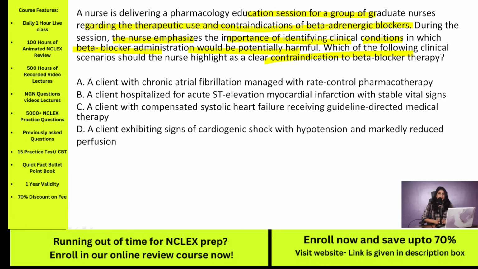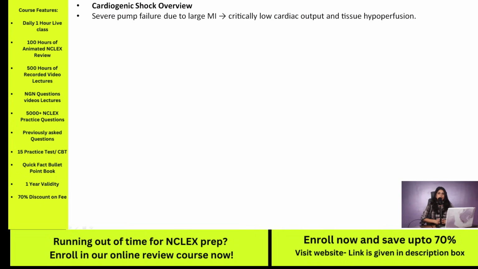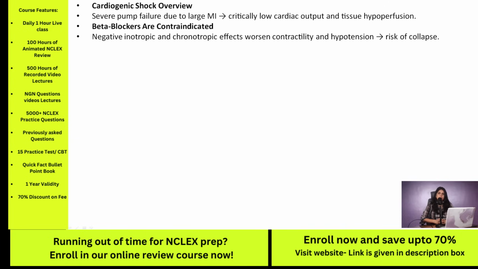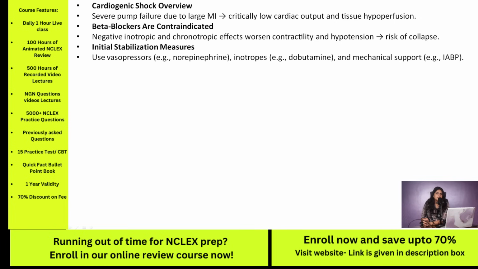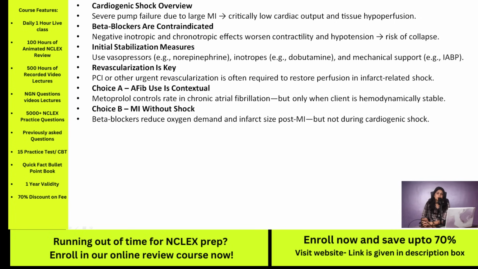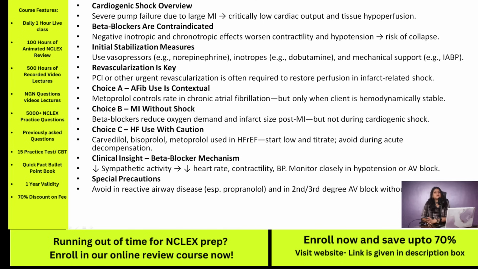The correct answer is option D. A client exhibiting signs of cardiogenic shock with hypotension and markedly reduced perfusion. Cardiogenic shock represents a state of profound pump failure, most often due to a large myocardial infarction leading to critically low cardiac output and tissue hypoperfusion. In this context, beta blockers are absolutely contraindicated due to their negative inotropic and chronotropic effects, which further suppress myocardial contractility and reduce heart rate. Administering a beta blocker during cardiogenic shock would exacerbate hypotension, worsen end organ perfusion, and could precipitate cardiovascular collapse.